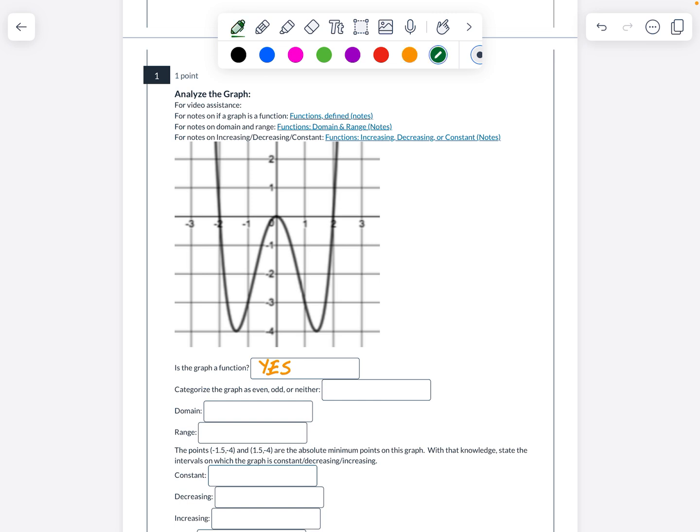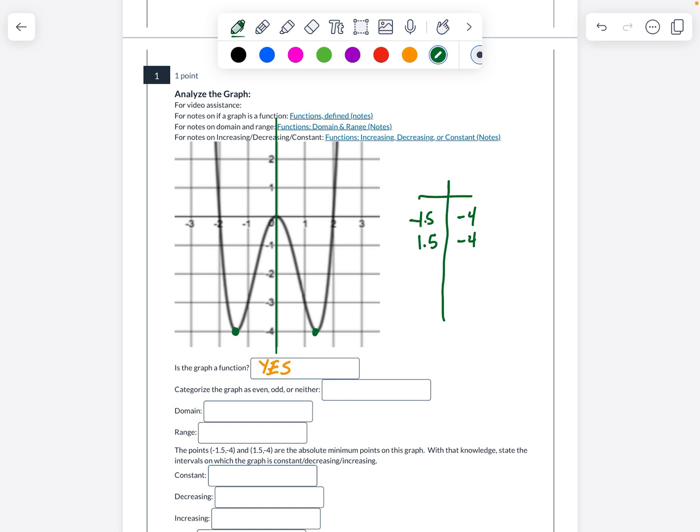Then the next question is, is it even, odd, or neither? If we were to fold the graph along the y-axis, then this curve of the graph would land on this curve of the graph. The other way to think about that would be if you pick any random point. For instance, if you pick this point right here, which I'm going to say is the point -1.5, -4. If I were to pick this point right here, it is +1.5, but still -4.